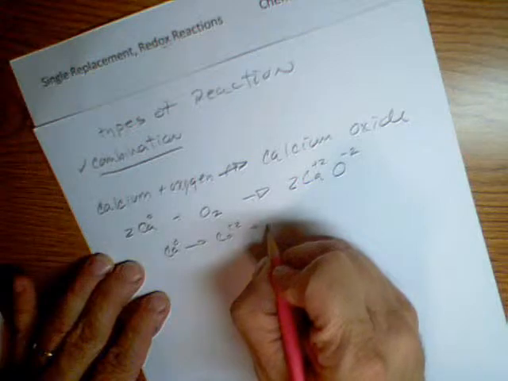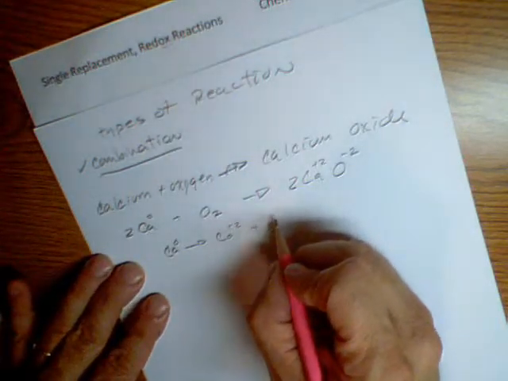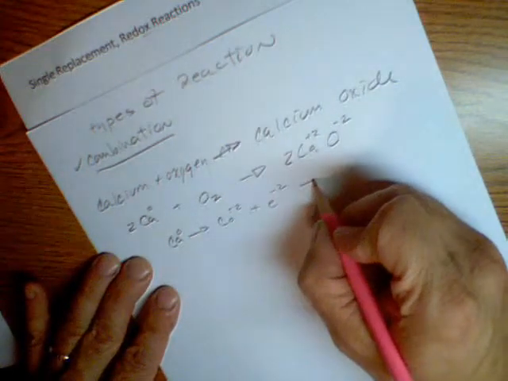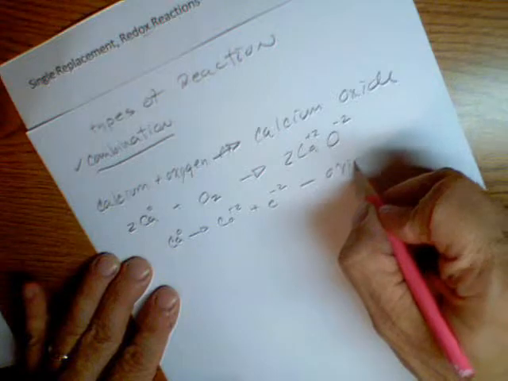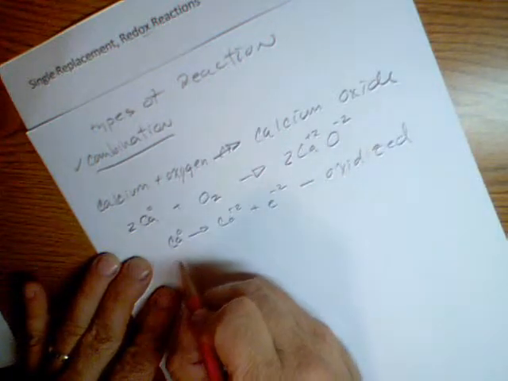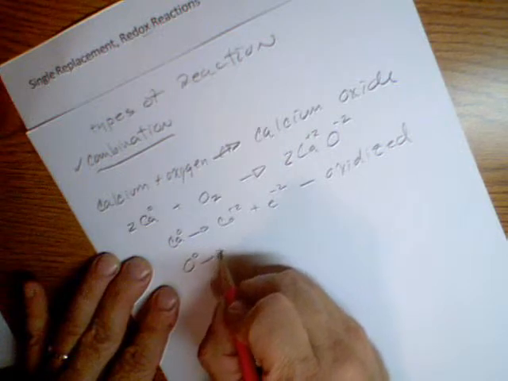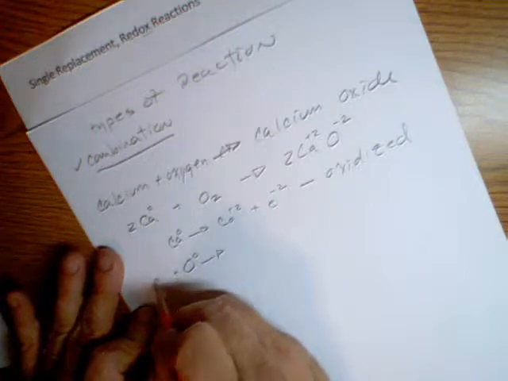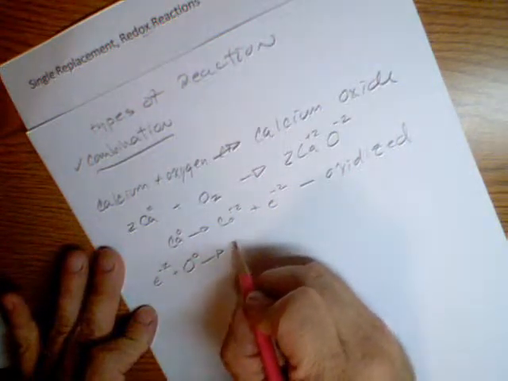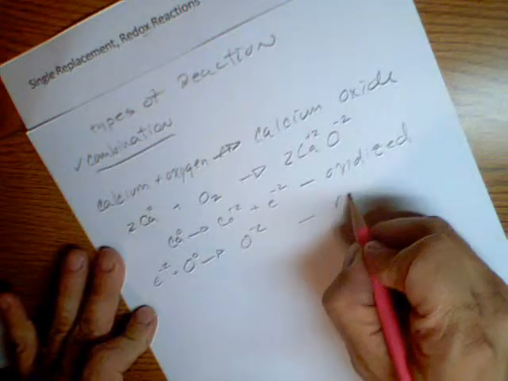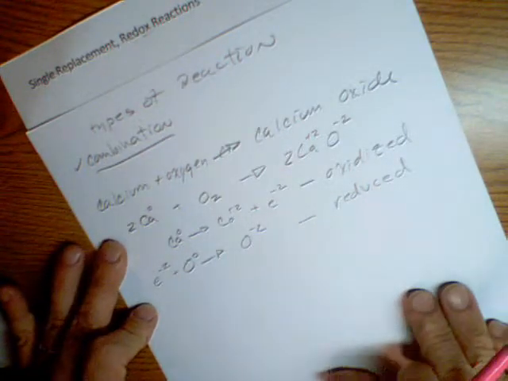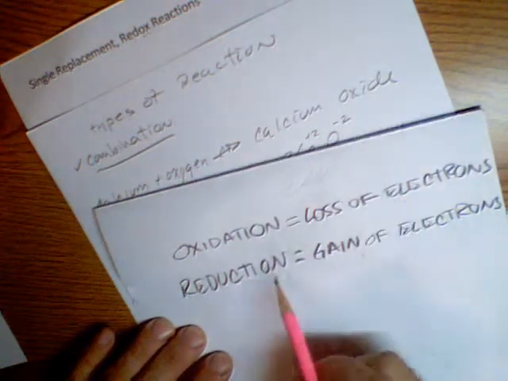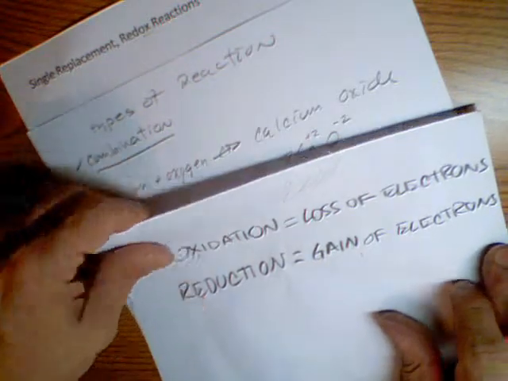So that means that it gave up 2 electrons, right? And so when it does that, it is oxidized. And the oxygen, it accepted 2 electrons, so we say that it is reduced, right? So what you have to just put to memory is oxidation, loss of electrons, reduction, gain of electrons.